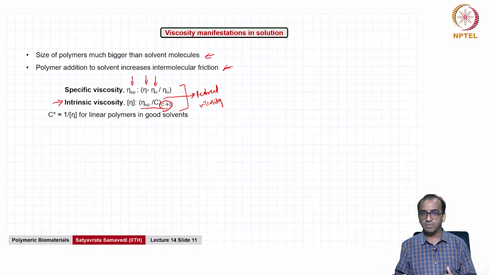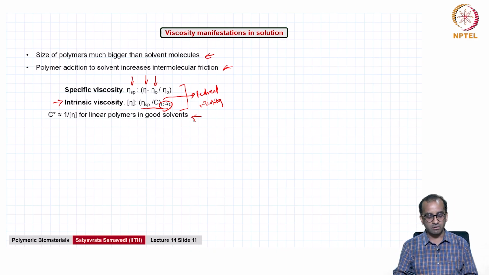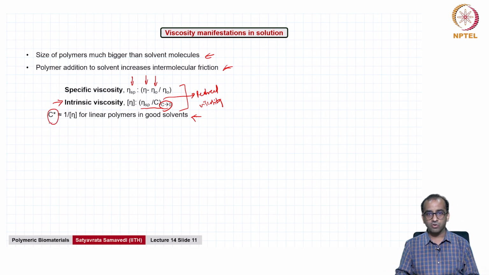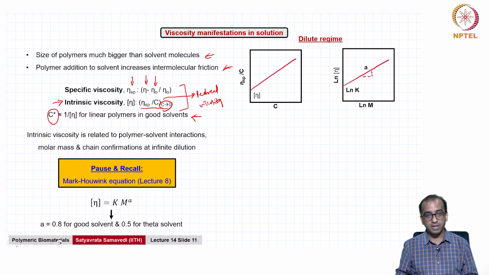Hydrodynamic radius, for example, is measured at very dilute concentrations. One of the reasons is so that you can get effects that are largely intrinsically dependent on the chain properties. And as a rule of thumb, for good linear polymers and good solvents, C star scales as 1 over intrinsic viscosity. Now, intrinsic viscosity is not new to us.